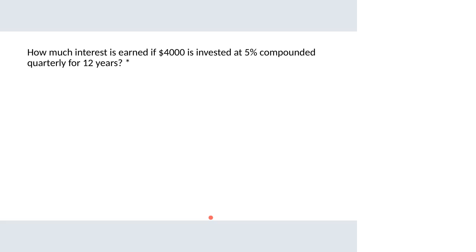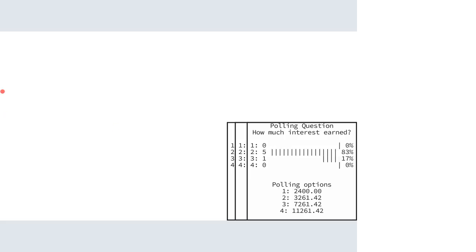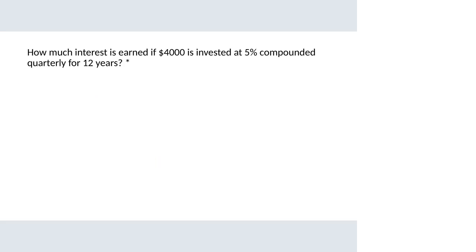All right, let's see where we are. Okay, we have strong agreement, but not as many answers as I hoped for. So if you see something as we go through this that you're not sure of where it came from or how we got it, please make sure you ask. We read the problem. How much interest is earned if $4,000 is invested at 5% compounded quarterly?